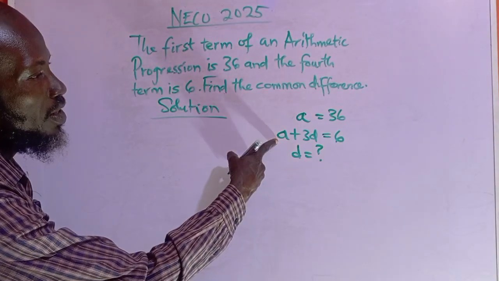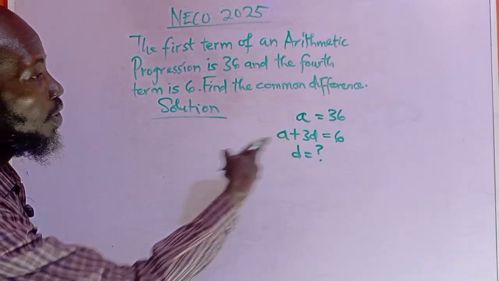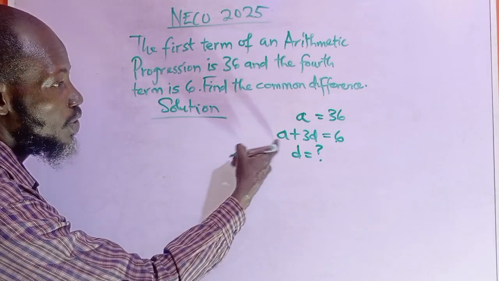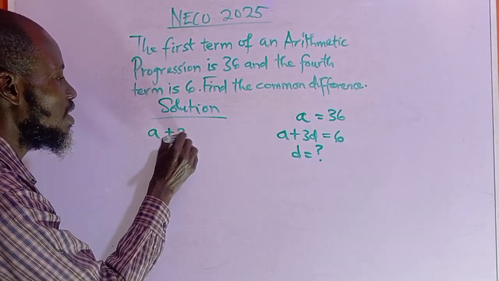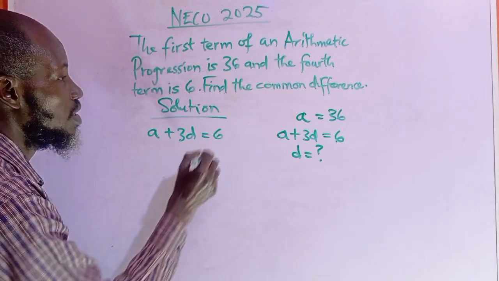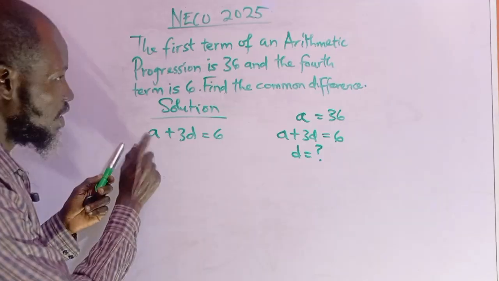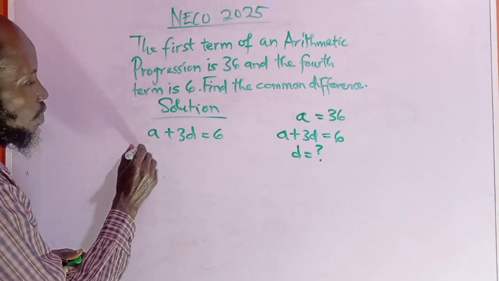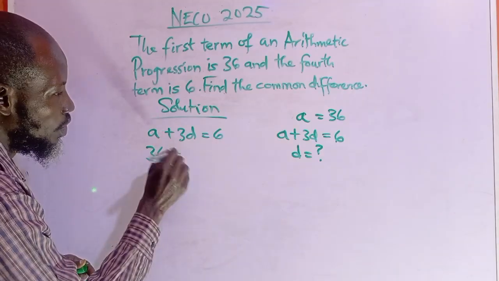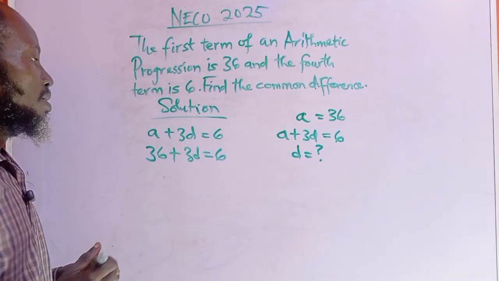From the first term and the fourth term, we can get the value of D. So you have A plus 3D equals 6. Already we are given the value of the first term, which is A, that is 36. We substitute that: 36 plus 3D is equal to 6.